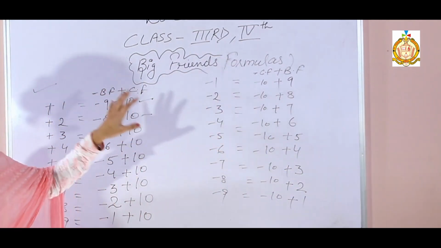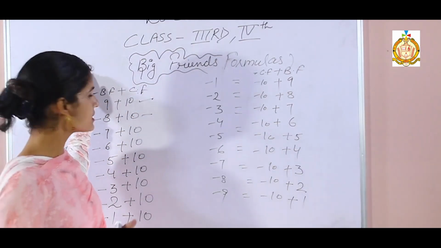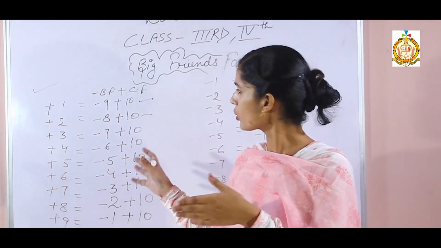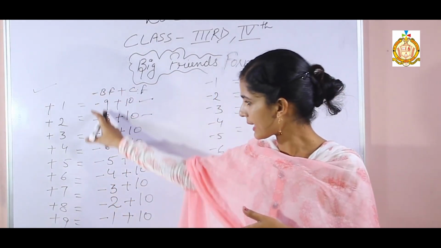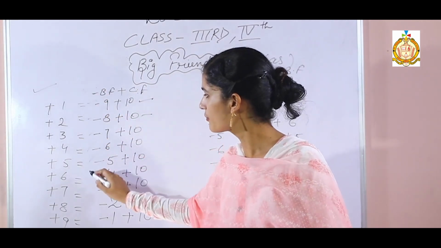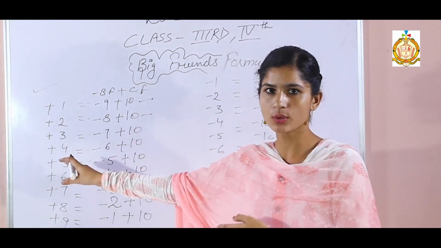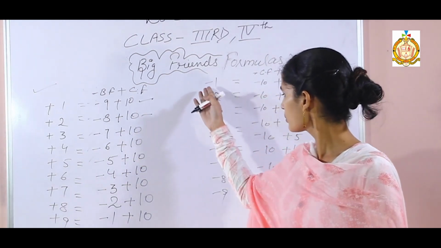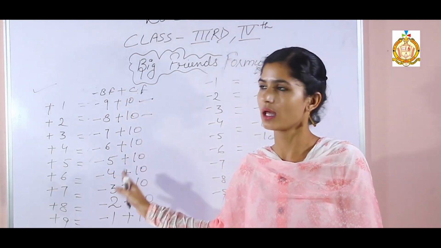So here one common thing is there in all the formulas: every time big friend formulas will start with a minus sign. Small friend formulas were going to start with a plus sign, but here big friend formulas will start with a negative sign. Every time the negative sign should come in the front, when we are doing addition of 1, 2, 3 up to 9, and if we want to subtract up to 9, then always the negative sign will come first in the formula.